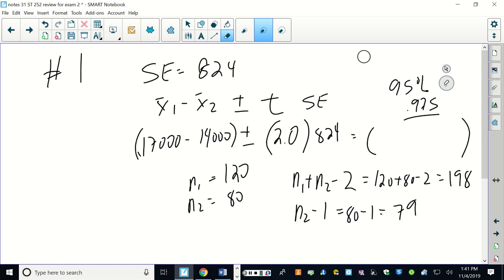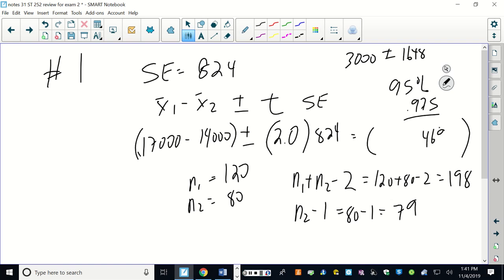So 3,000, it should really be 3,000 plus or minus. If you double that, it's 4,648 adding it, and then 1,352 on the lower side. Does that make more sense? Yeah. I can go back and correct that. Thank you for doing that. It's a kind of a weird thing.